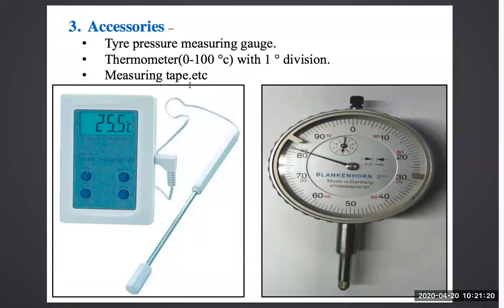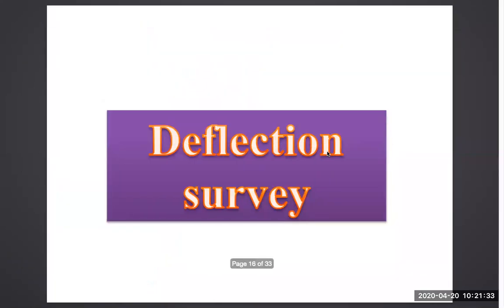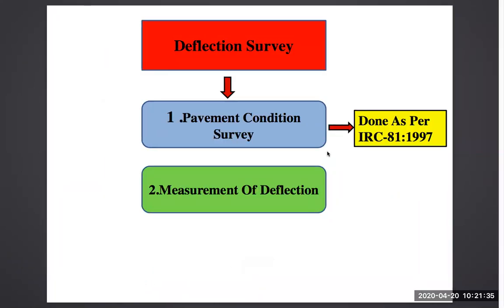Okay. So another thing required while collecting the data is a thermometer to take the temperature of the pavement, and a dial gauge to measure the deflection. So these two things are required. So, how is the deflection survey conducted?